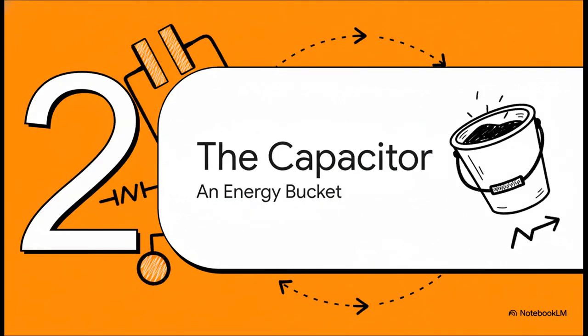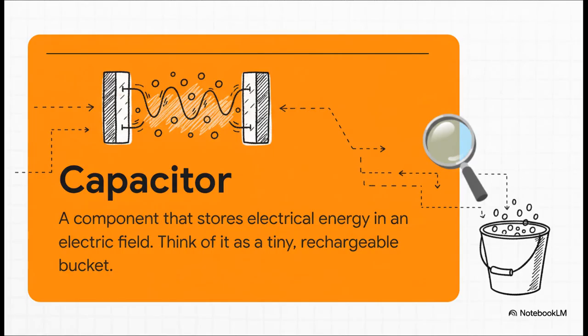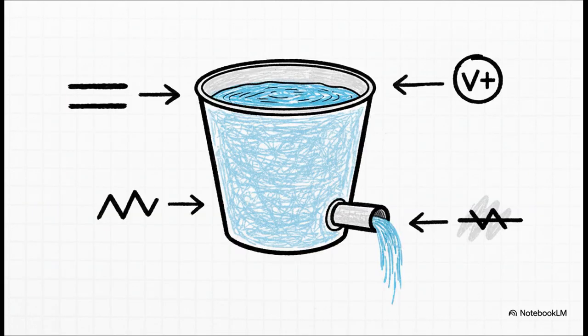All right, first up in our lineup, let's talk about the capacitor. This is one of the main players responsible for that delayed reaction we've been talking about. So at its heart, a capacitor is just a device for storing energy. Technically, it stores that energy in an electric field. But honestly, the best way to think about it is as a tiny rechargeable bucket for electrons. Super simple.